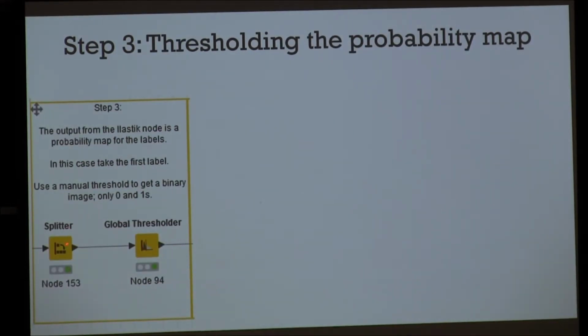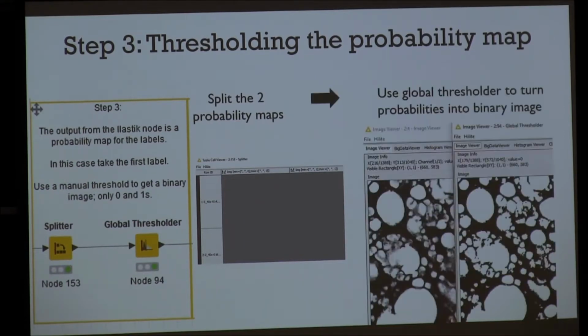Yeah, so then we can take those probability maps, and because it's a probability map, it's going to be gradients of numbers. So what we want to do is use a global thresholder to turn it into a binary image, right? So we split the probability maps, so you get something like this, and then we turn it binary, so that now you have a binary map. It looks pretty messy, right? There's loads of overlaying little horrible bits.